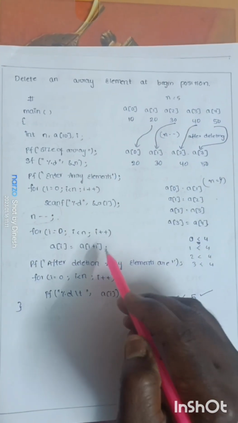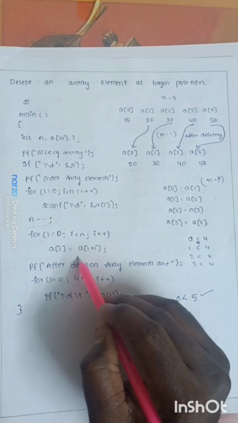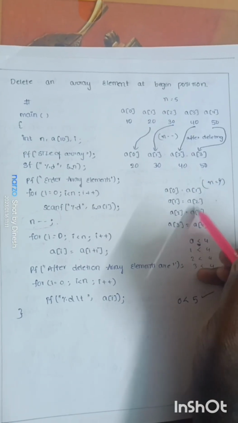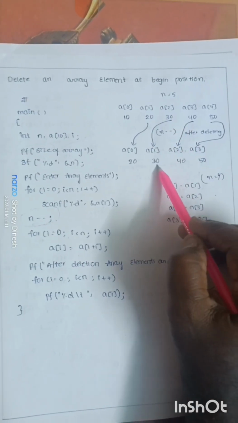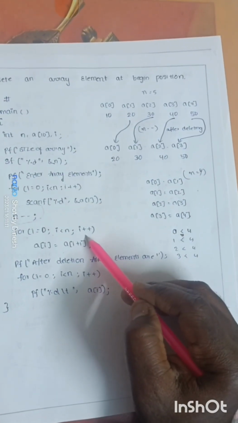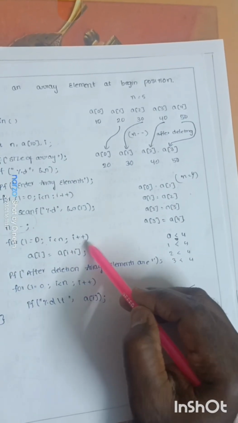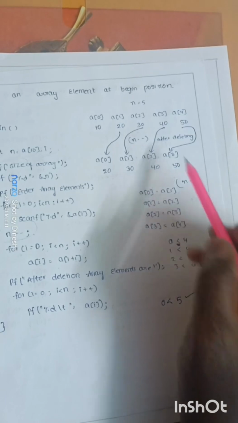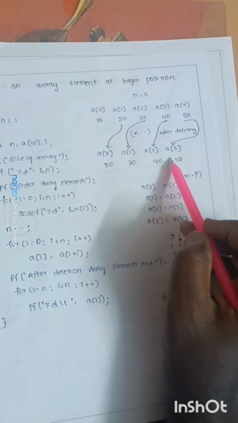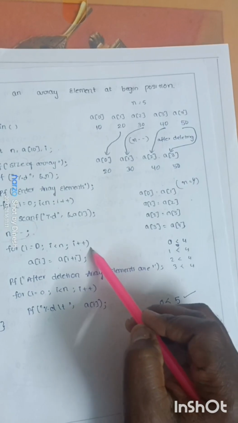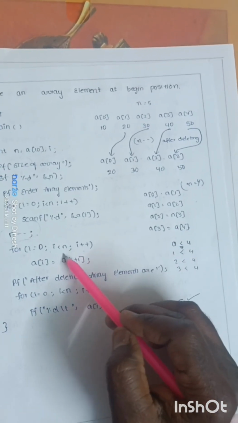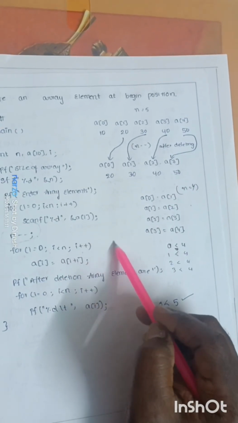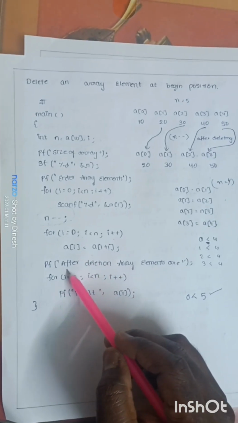Okay, next a of 1 equals a of 1 plus 1, that is a of 1 equals a of 2. A of 2 means 30, so 30 will be stored in a of 1. Likewise, i plus plus, a of 3 equals a of 3 plus 1, which means a of 4, that is 50, so 50 will be stored in a of 3. Next i plus plus, 3 becomes 4, 4 less than 4. Why? Because the array size is 4, so 4 less than 4 is false, the condition is false, it will terminate the loop and come out of the loop.